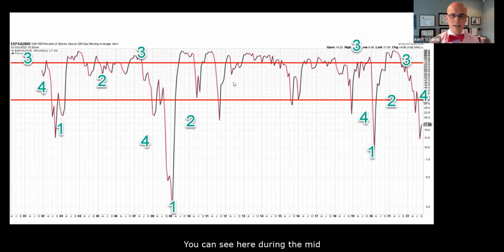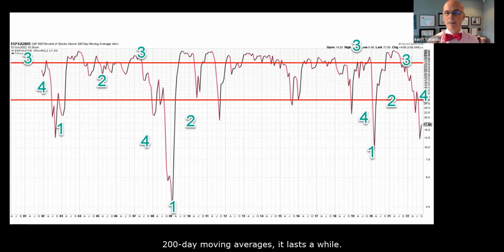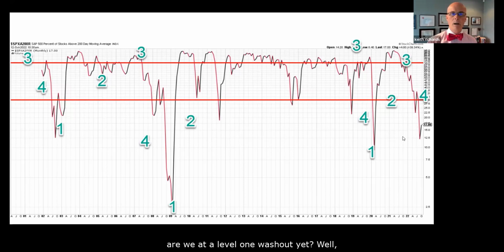You can see here during the mid 2011 to 15, just before the market fell apart into that late 15, early 16, the phase 3, sign of lots of stocks trading above their 200-day moving averages, it lasts a while. So it did last a reasonable period of time, this time again, but once again, it finally moved into a top and then a downtrend, phase 4 downtrend. The question is, are we at a level 1 washout yet?